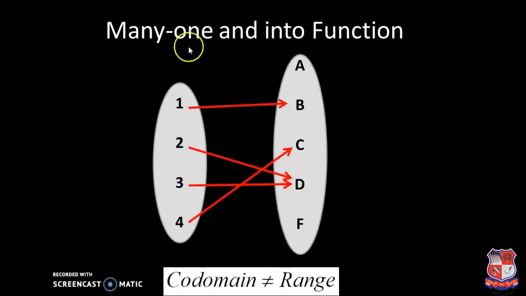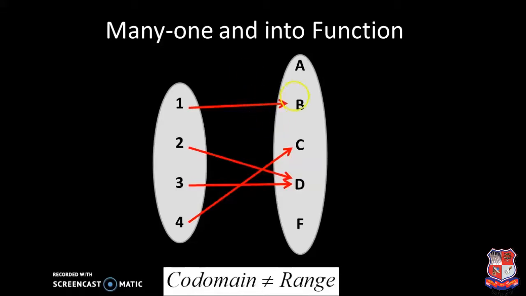Now, many one and into function. Okay, many one, I first check the many one is here. Check it. 1 to B, 2 to C. Oh, yes, this is many one function. Okay, the first side is clear, many one. Now I want to check into function. For into, check here whether codomain does not equal to a range or not. If equal to, then it becomes onto. If not equal to, then it becomes into.